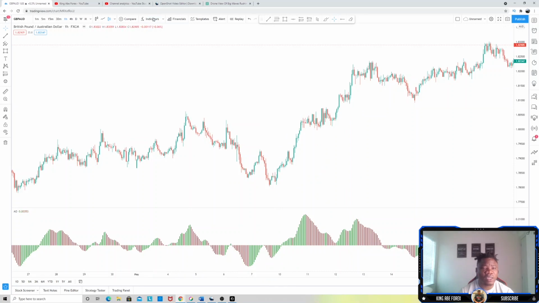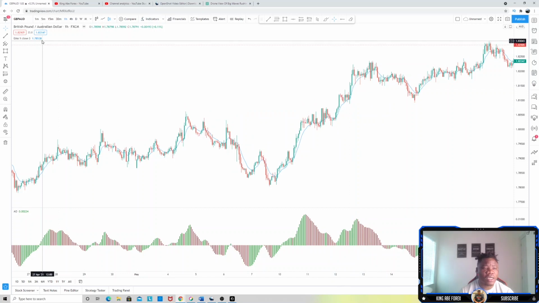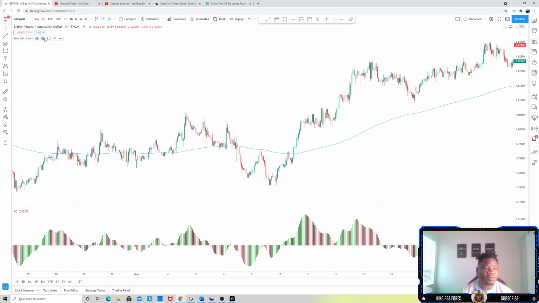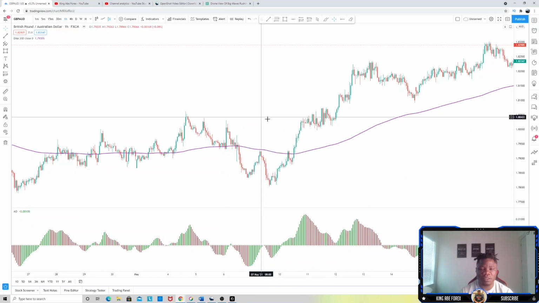Now the other indicator we're going to add is the moving average exponential, and then we go to settings and change that to 200. Make sure it's EMA, not simple moving average. Make sure it's exponential moving average. Once you're done with that, you click on OK, and I'm just going to change the color real quick. I'm going to use this right here, and you can change the thickness if you want to, and then I'll click on OK.